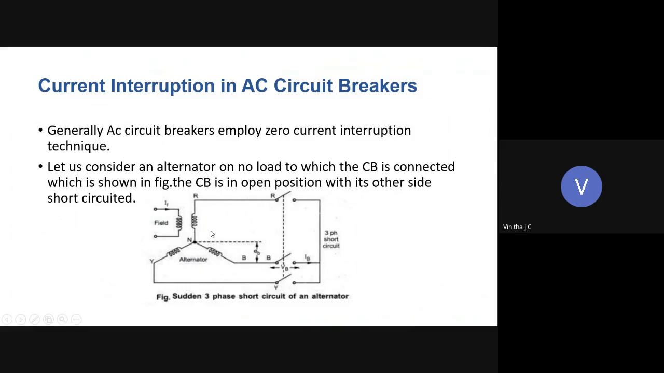To study the current interruption in AC circuit breakers, we can have a three-phase alternator connected on no load condition. The circuit breaker is connected in all three phases, as shown in this diagram, and the other end of the circuit breaker is short circuited. Let us assume that the fault has occurred at phase B. During this condition, we have to analyze how the faulty current will be interrupted by means of this AC input supply.